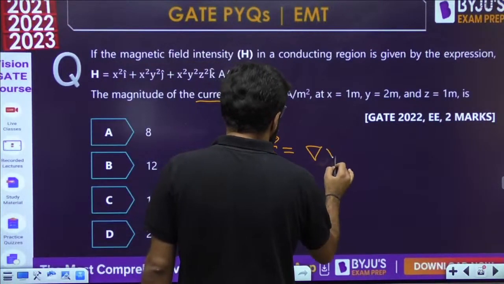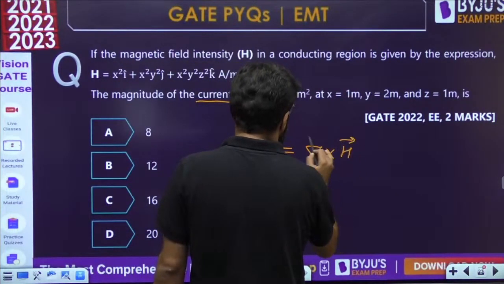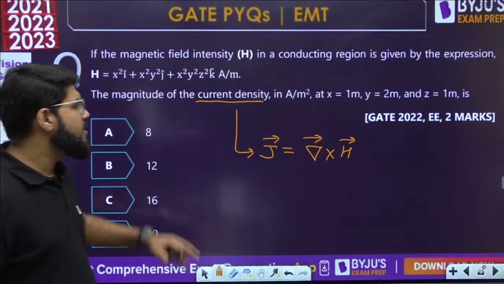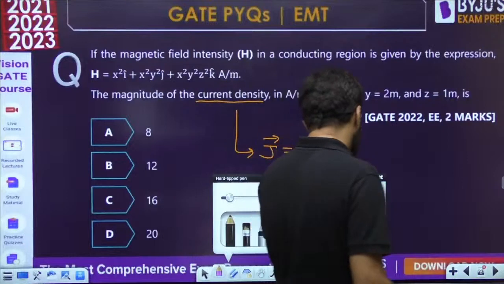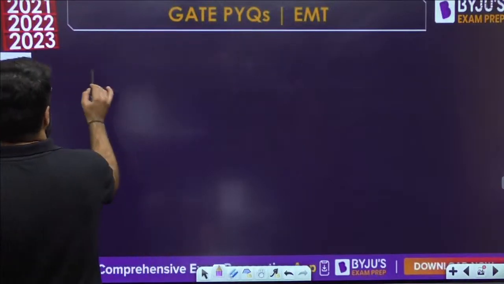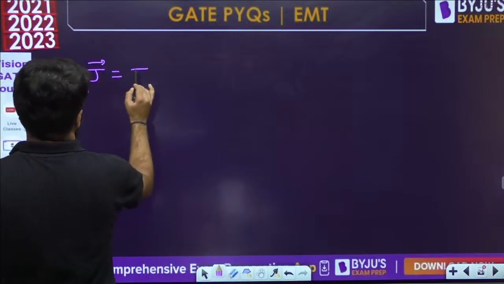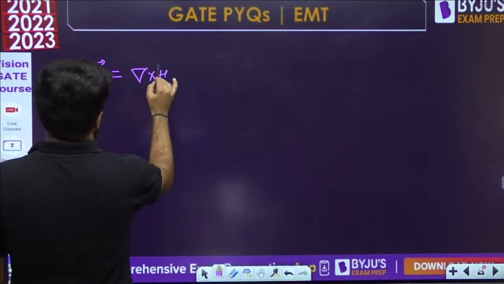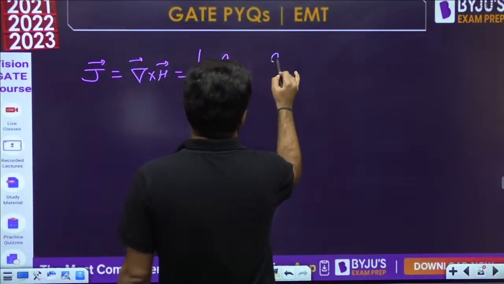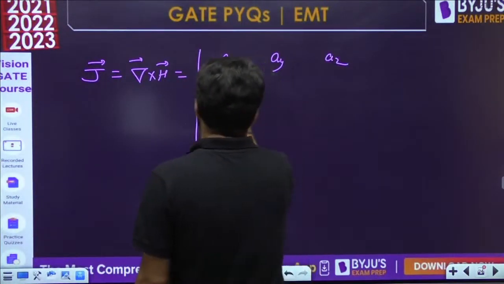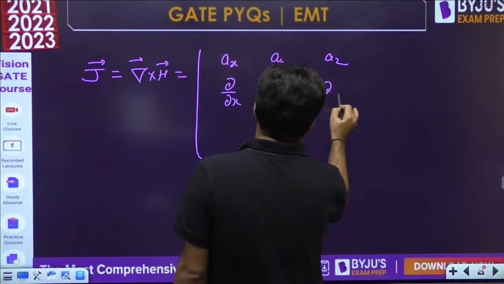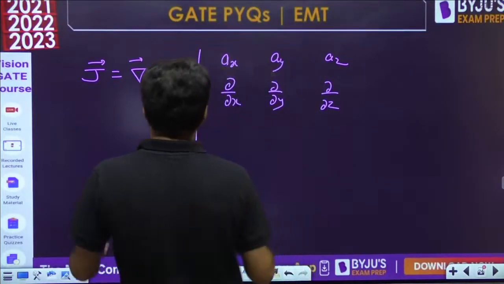It is the current density, which is the curl of the magnetic field intensity, and it is a Cartesian coordinate system question, so it's going to be even simpler. Let us simply apply the formula for curl, del cross H, in Cartesian coordinates, given by the determinant with ax, ay, az, del by del x, del by del y, del by del z, and then the vector components.